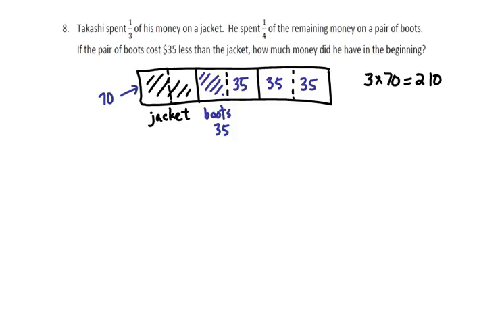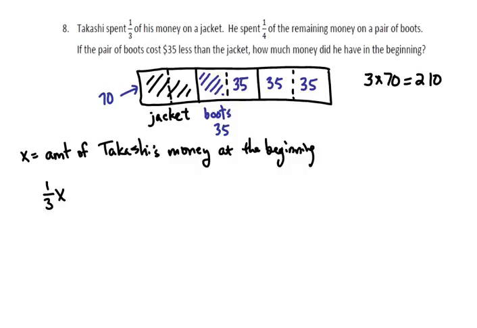Algebraically, we would start with what we're trying to figure out, which is how much money he had at the beginning. And we let x be the amount of Takashi's money at the beginning. Then a third of x is the amount spent on the jacket. There's 2/3 left over, and so we want a quarter of 2/3 of x.